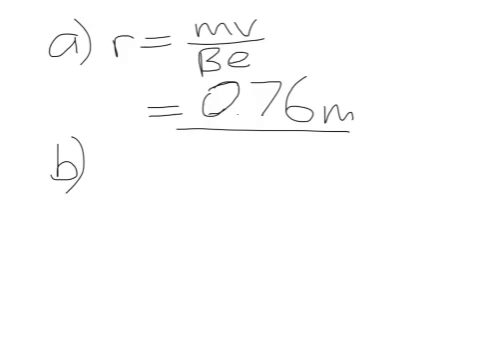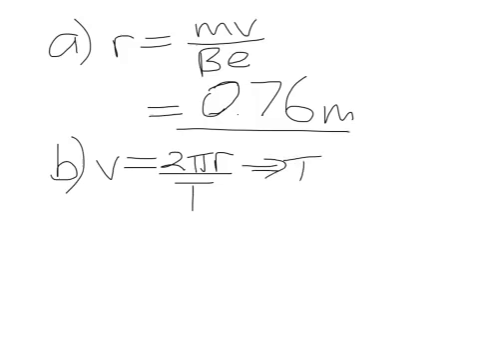Part B. Now we can use our knowledge of circular motion again here to simply use distance over time, 2 pi r, since we've just found the r, over that time, rearranging and solving for the period t for one revolution, and we get 1.14 microseconds, or if you like, times 10 to the power of -6 seconds.